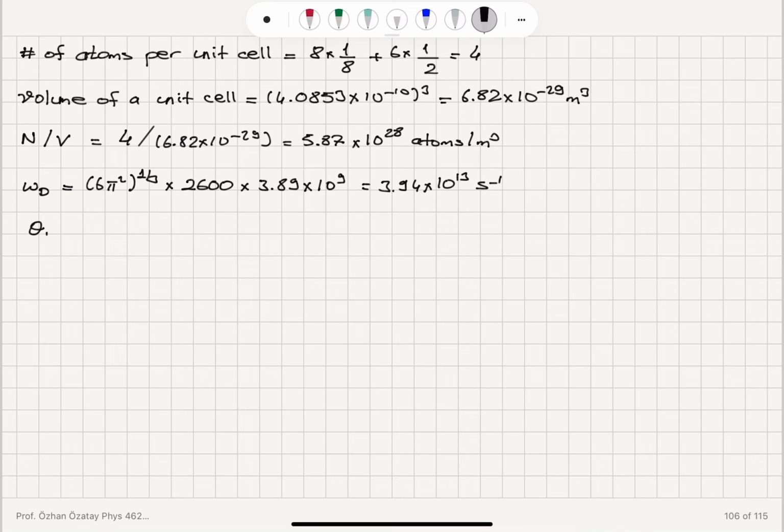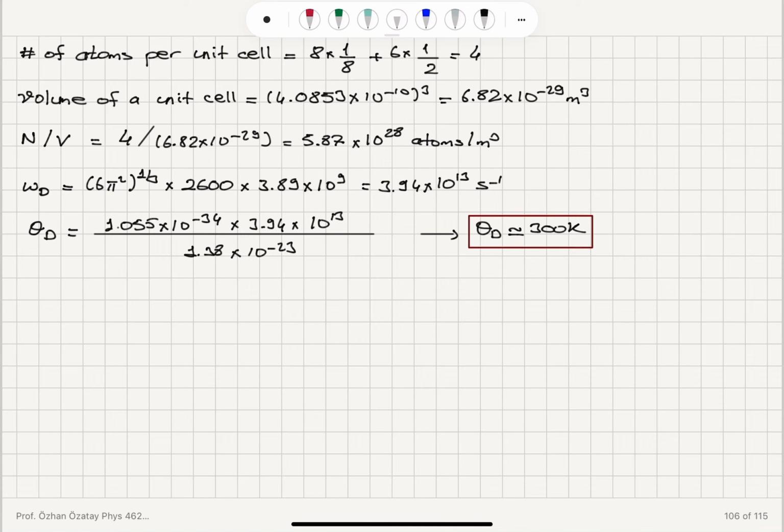So the Debye temperature, h bar omega Debye divided by the Boltzmann constant, is 1.055 times 10 to the minus 34 joule seconds, times 3.94 times 10 to the 13 radians per second, divided by 1.38 times 10 to the minus 23 joules per Kelvin, and this gives us a Debye temperature of roughly 300 Kelvin.